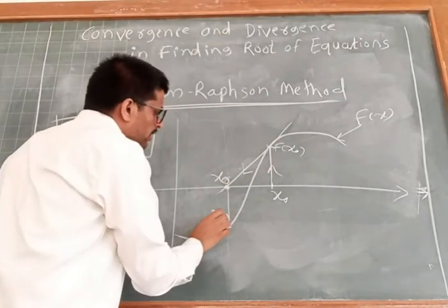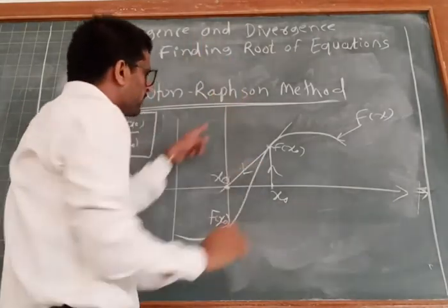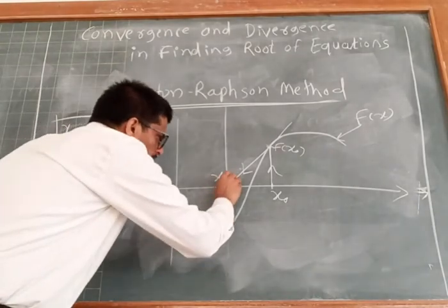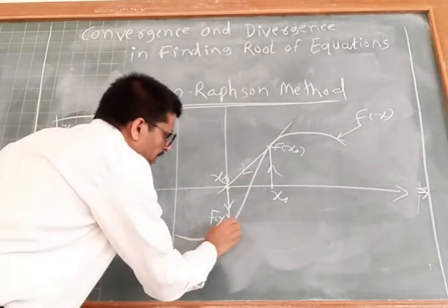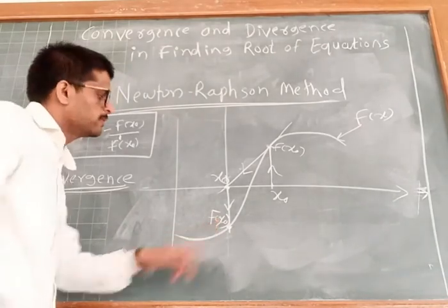Similar to this, here I will get the f of x0. Here if I extend in this direction, there is no graph. So I have to extend in this direction only, in the downward direction. Then only we will get f of x0. So here it is f of x0, the new f of x0 for the second iteration.